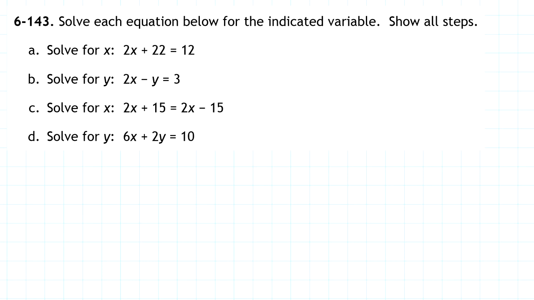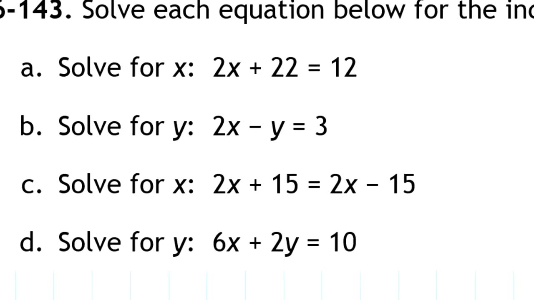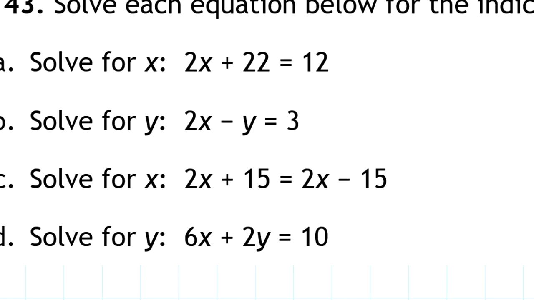For this first one, it says solve for x. You'll notice this equation only has the single variable x. So when I solve for x, this will be a number, right? It'll be a particular value. So I'm going to subtract 22 from each side. Let's see, 12 minus 22 should give me negative 10. So I get that 2x is negative 10. And if I divide by 2, we get that x is negative 5.